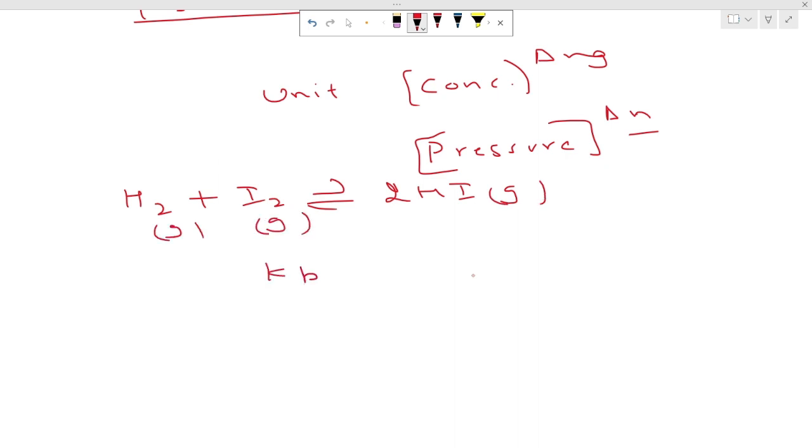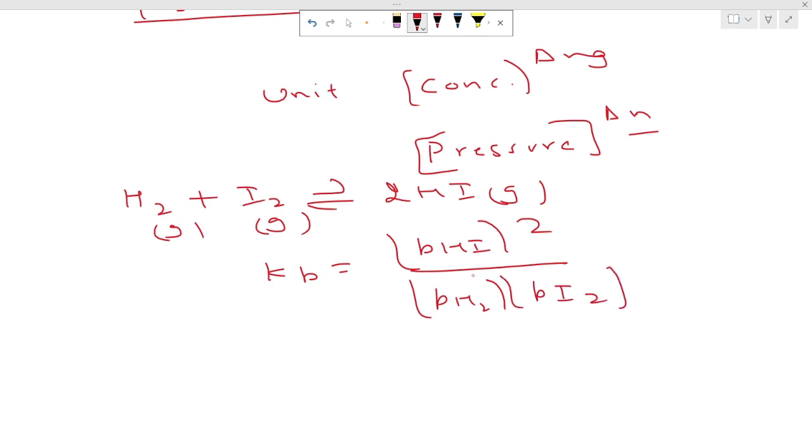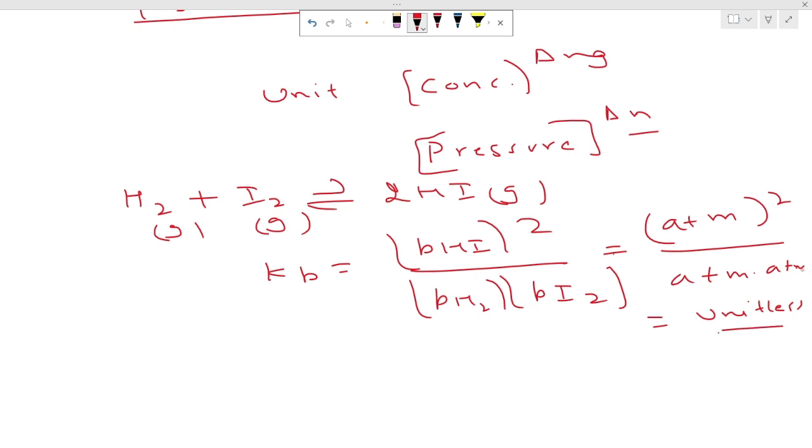This is gas, this is gas, this is gas. Now if you want to write the Kp value for this, Kp is equal to (PHI) squared divided by PH2 into PI2. If all are in atmosphere, this will become atmosphere squared divided by atmosphere into atmosphere. This is unitless, so it won't have any unit.